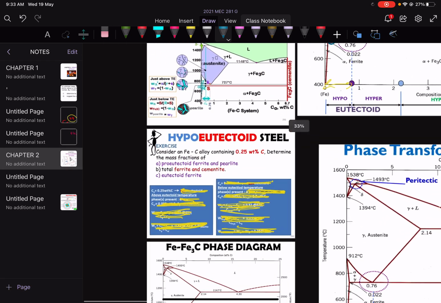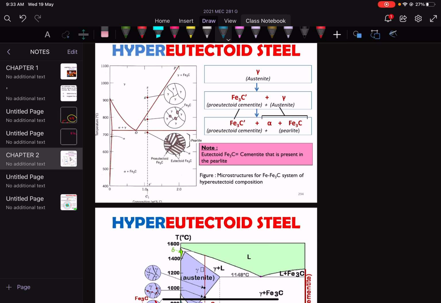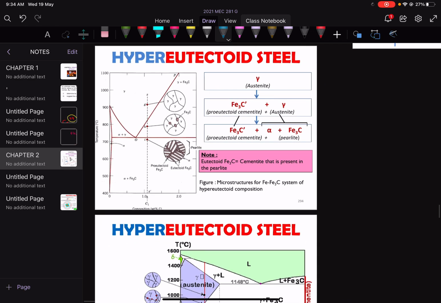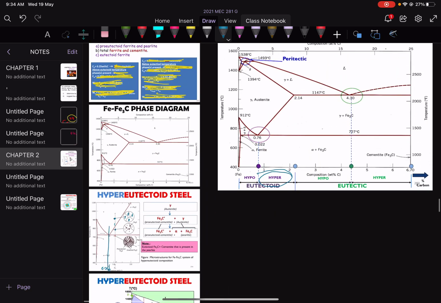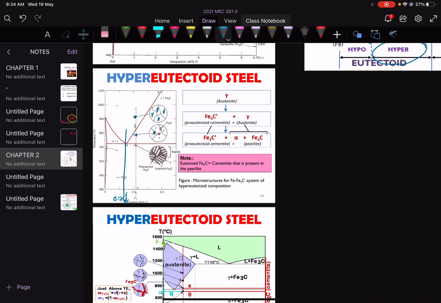So for hyper-eutectoid, which is happening to the right of your eutectoid temperature. Remember, this one is eutectoid temperature, 0.76 weight percent of carbon. So here at G, all of the phases will become gamma. And then at H, what are the regions that exist at H? At hyper here, it is in gamma plus cementite. So therefore, the gamma will stay and then the cementite will start to form.